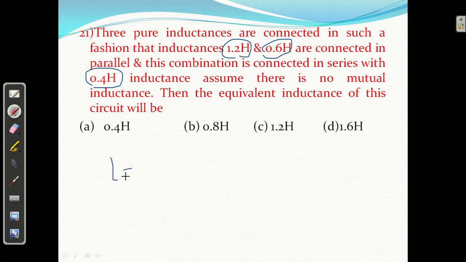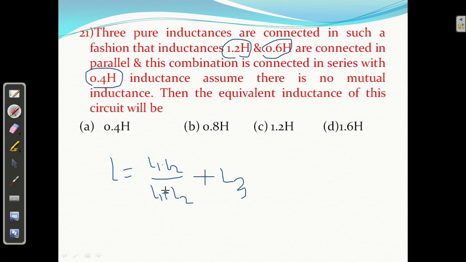So L equal to what? Two inductances are connected in parallel. So L1 into L2 upon L1 plus L2. If they are in parallel, just like resistances in parallel, what happens? R1 into R2 upon R1 plus R2. Similarly, L1 into L2 upon L1 plus L2. And this combination is connected in series with the L3.